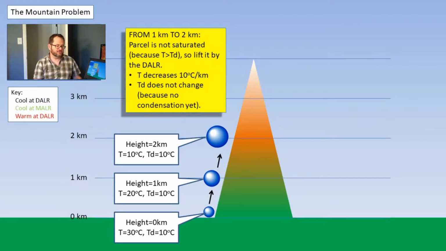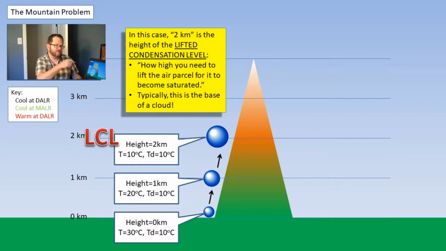So at a height of 2 kilometers, we have a temperature of 10 degrees Celsius and a dew point of 10 degrees Celsius. Something interesting happened at a height of 2 kilometers in this problem. We have now cooled the air parcel to the dew point. We have now cooled the air parcel to its saturation. In fact, there's a name for that. That is the lifted condensation level, the LCL.